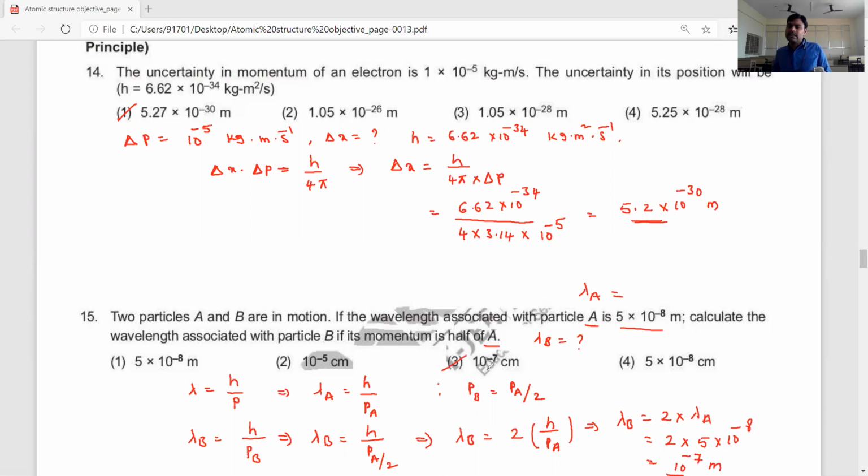So indirectly, the momentum of B is half of the momentum of A. According to that, the wavelength of B is equal to 2 times the wavelength of A. That is the important relation. Lambda A value is given, so immediately we can calculate lambda B.